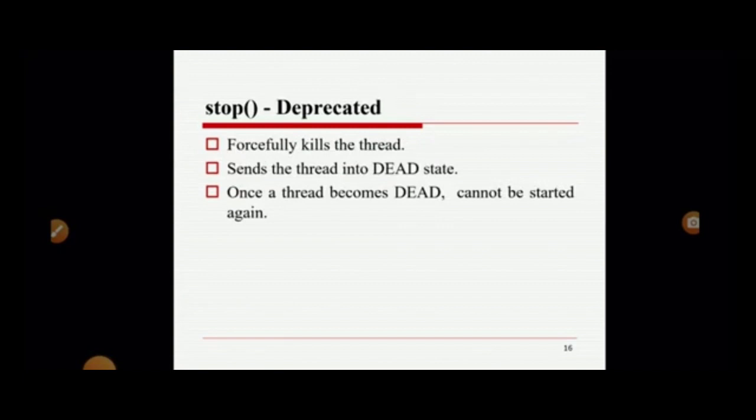And what is the use of the stop function? It forcefully kills the thread. It avoids the normal ending of the thread and forcefully kills that particular thread. That is the stop function. It sends the thread to the dead state. Once the thread becomes dead, it cannot be started again.